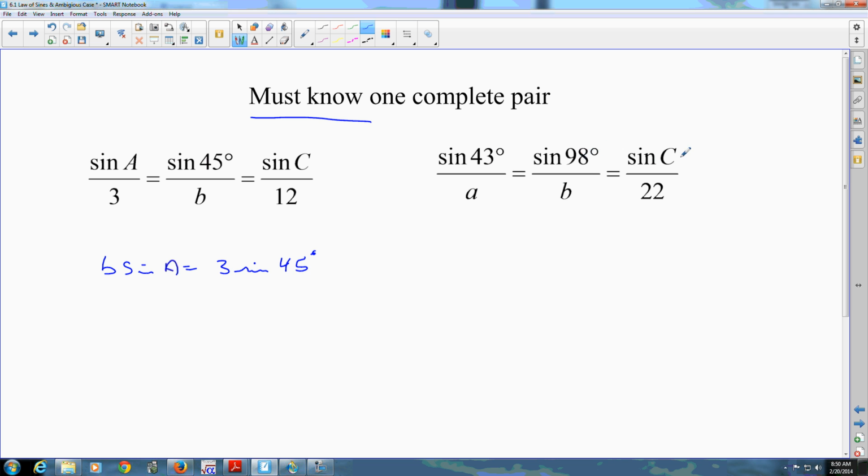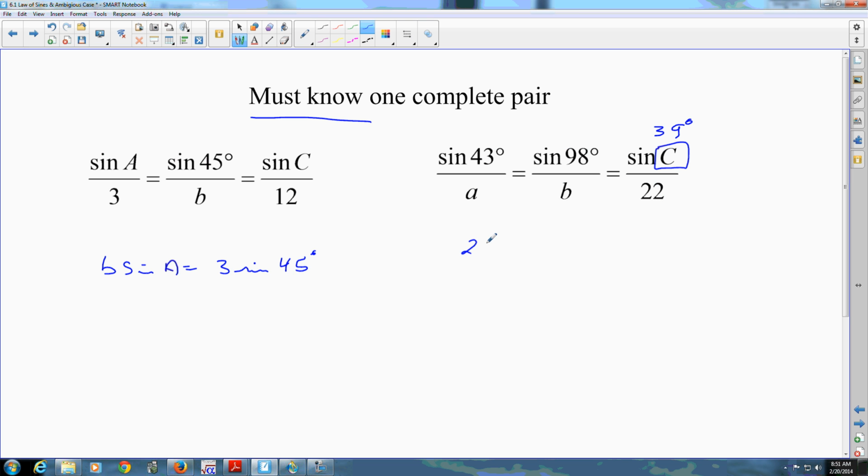Here, even though the information I'm given doesn't set me up as a complete pair, because I know two of the angles, I automatically know angle C, because all three angles have to add up to 180. So you just take 180 and you cut off the angles that you're told to find this angle is 39 degrees. And now you can proceed using, say, we'll do this one first.